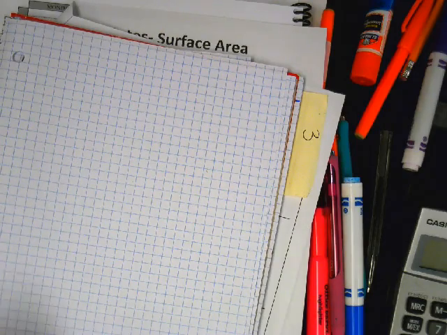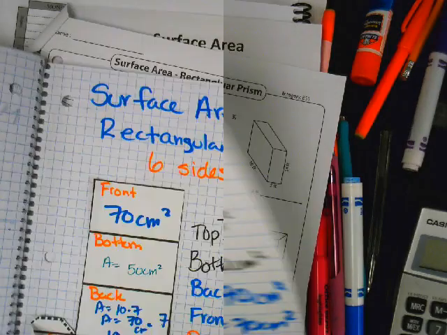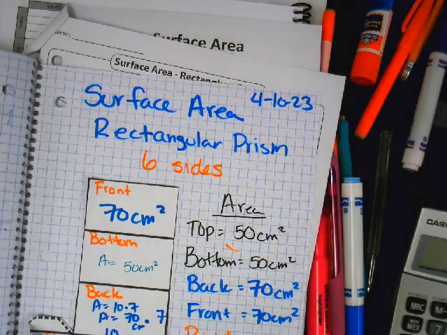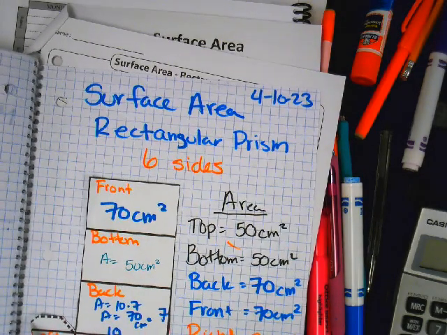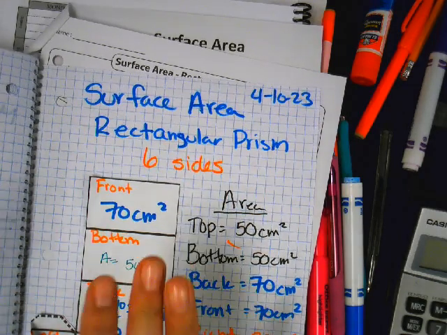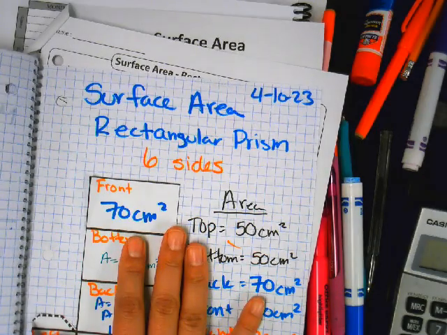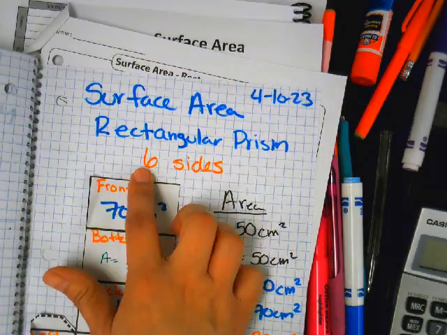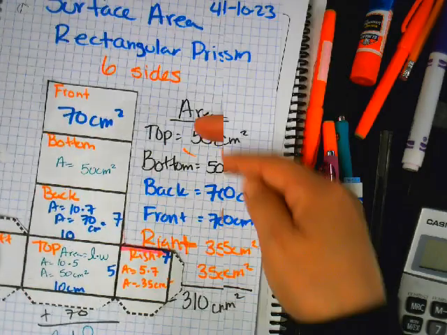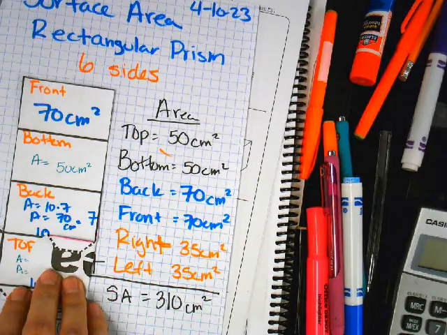So yesterday we learned about surface area of a rectangular prism. Tomorrow the shape will change. On Friday, your quiz is based on this rectangular prism. We're going to practice some more today. You have to remember that a rectangular prism has 6 sides. They are labeled top, bottom, back, front, right, and left.